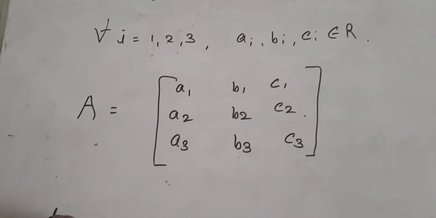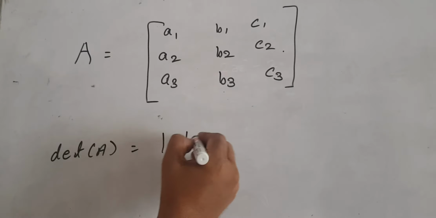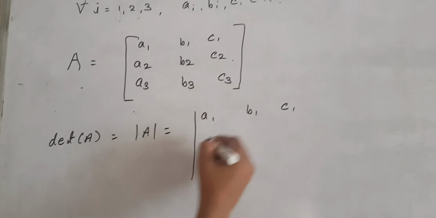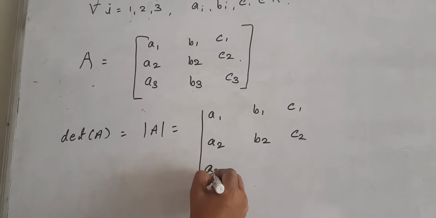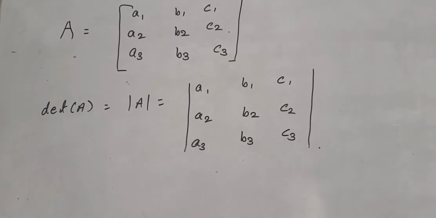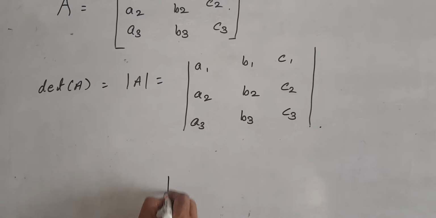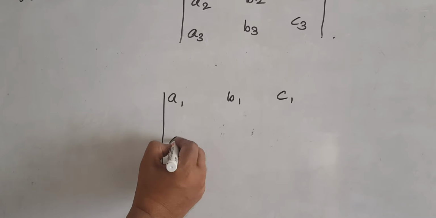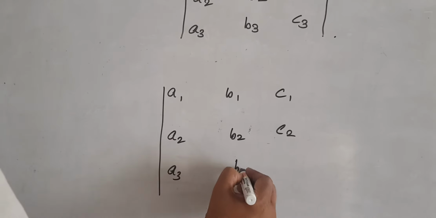Now the determinant of the matrix A, we also express like this: a1, b1, c1, a2, b2, c2, a3, b3, c3. Understood? Here again the same thing: when you express the determinant like this, a1, b1, c1, a2, b2, c2, a3, b3, c3.